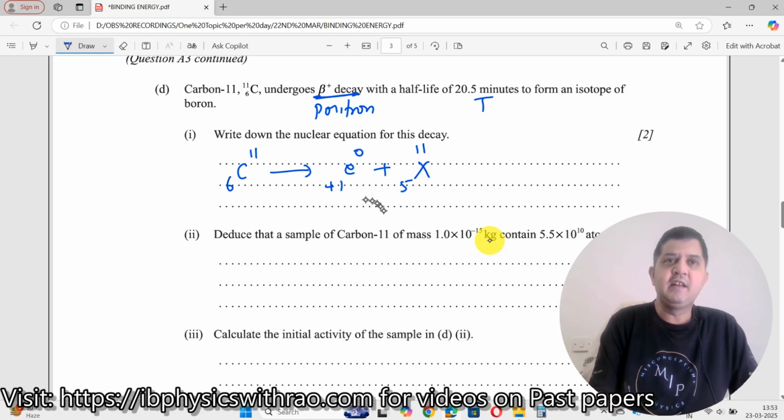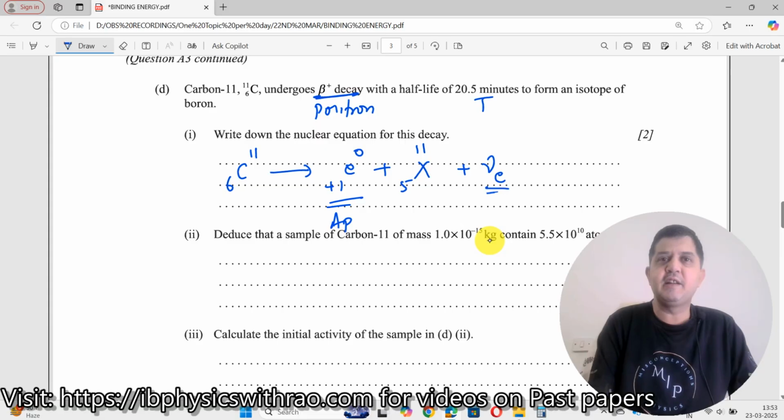Now you see, whenever there is a positron decay over here, you should also get a neutrino over here. Because this is an antiparticle, so you should get a real particle over here. This is what you call the neutrino hypothesis, which you have already learned. So this is how it works.